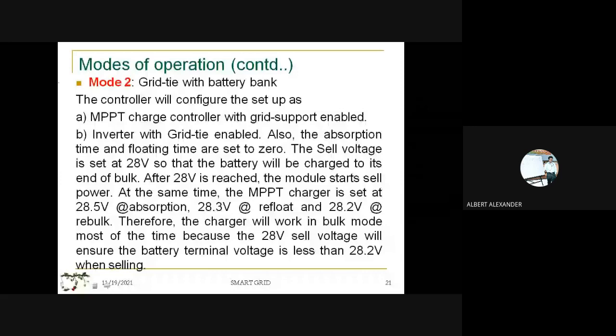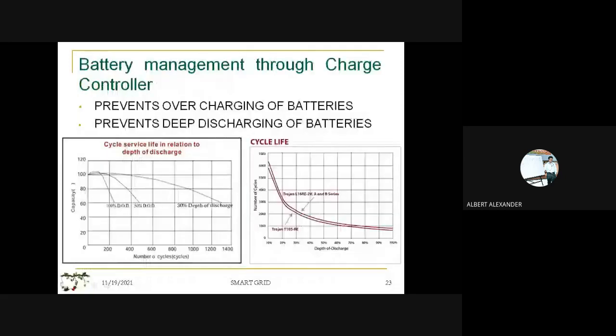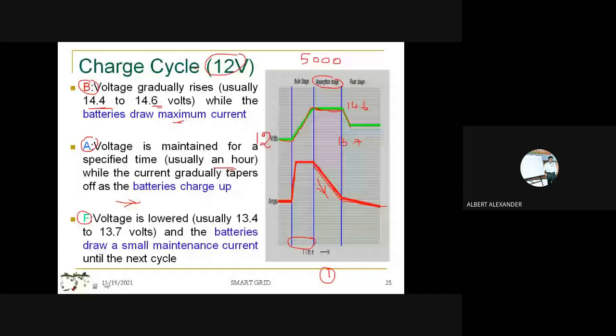So here also we are going to configure the same setup. The MPPT charge controller is enabled, the same thing. We can understand the inverter with the grid tie is also enabled, and we can see that the absorption voltage, absorption time and the floating time are set to 0. What are the absorption and floating times? As I already mentioned, this time is kept as 0, and this time is kept as 0. Okay, these are the setting points.